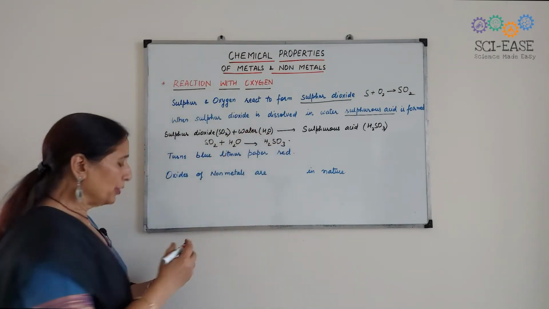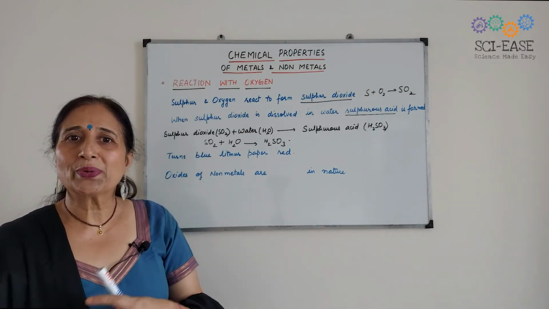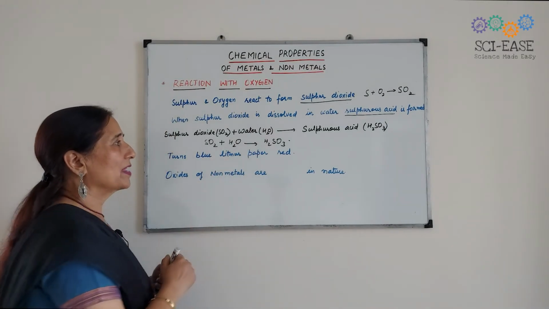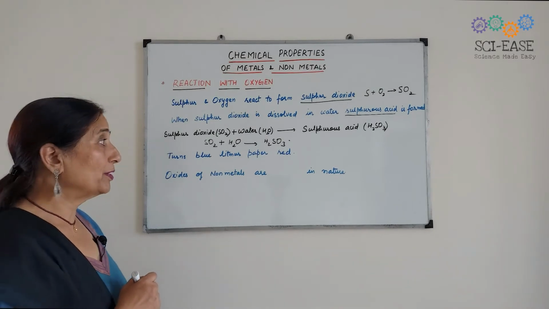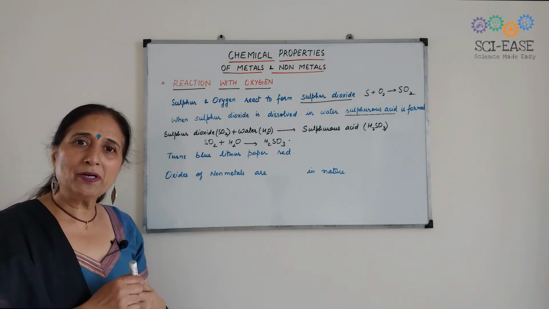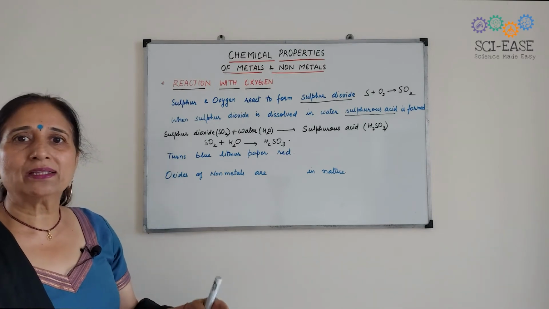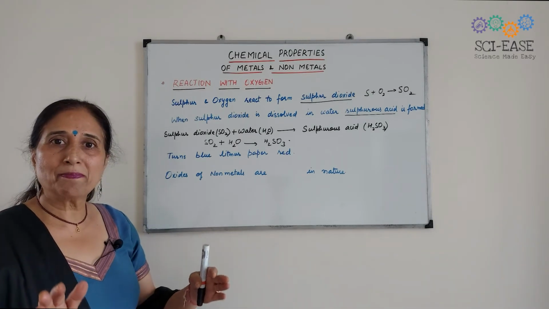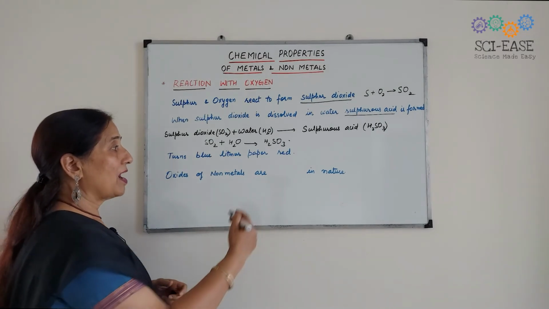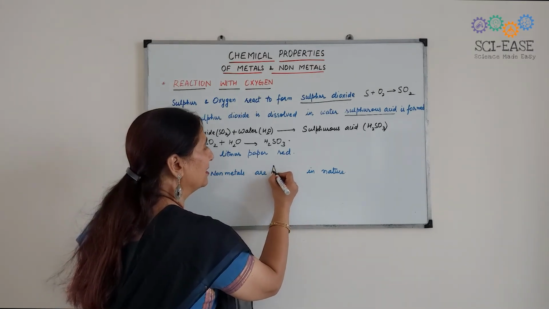Okay. Now you know that acids turn blue litmus to red. Now put blue litmus paper in sulfurous acid. What will you observe? That it will turn red. And if you put red litmus paper into this acid, what will be the result? There will be no change in the color of red litmus paper. So, are oxides of non-metals basic or acidic? They are acidic in nature.